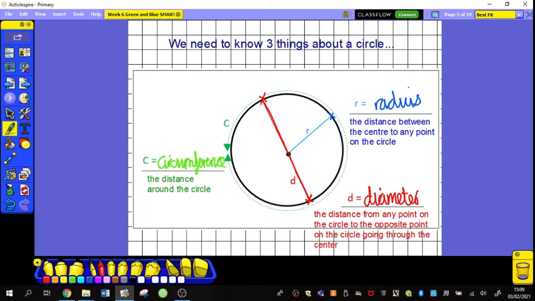So I've got circumference, the distance around the outside; diameter, which goes through the middle from one side to the other; and the radius, which goes from the middle out to any point on the circle. Your task one is to label the three parts of a circle with a definition that's going to help you to remember what each part is throughout this lesson. So pause the video now, have a go at task one, and come back to me when you're ready for task two.